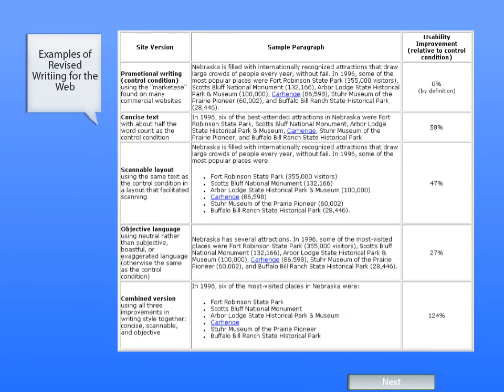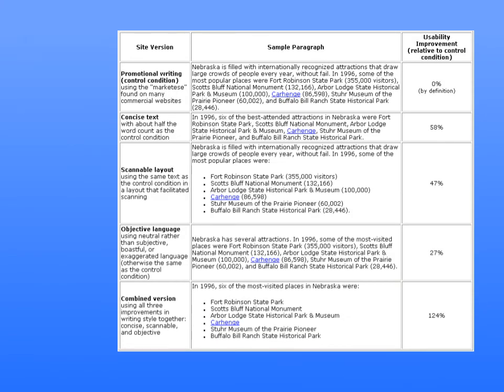This diagram gives you some examples of how you would write content for the web. Here you have just a simple paragraph, and then how you would change that content for the website. Here in the first column for site version, you have an example of promotional writing, concise text, scannable layout, objective language, and then the combined version. There will be a copy of this document in the resources section in Schoology.